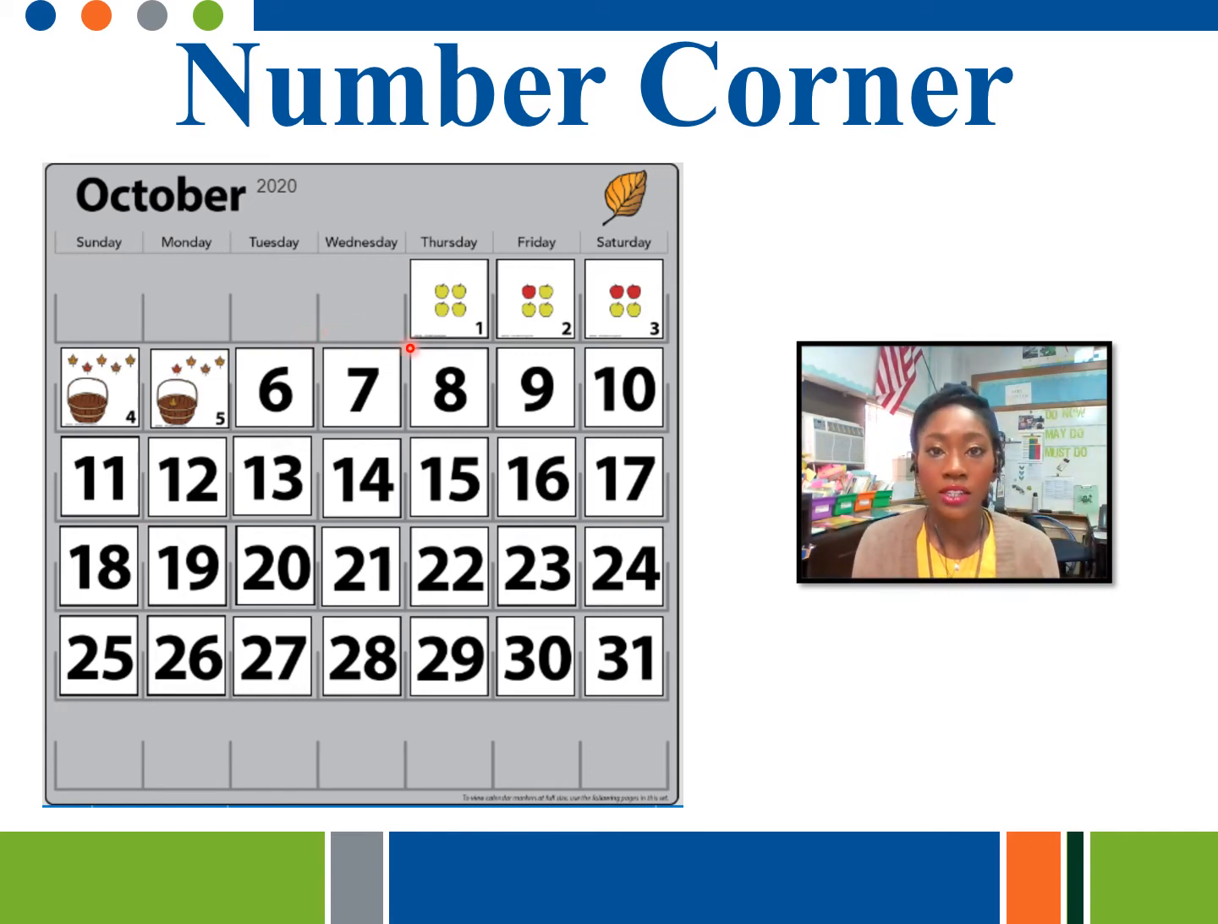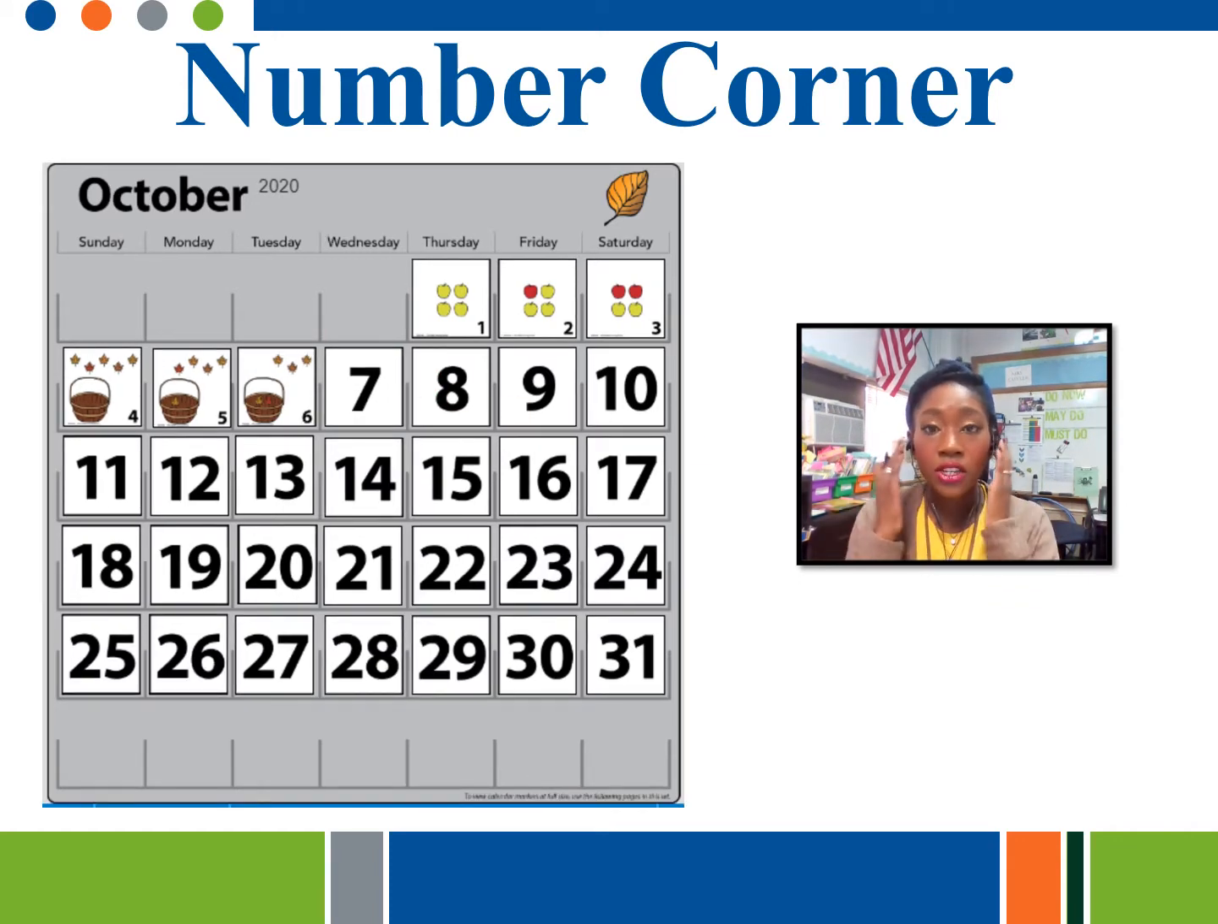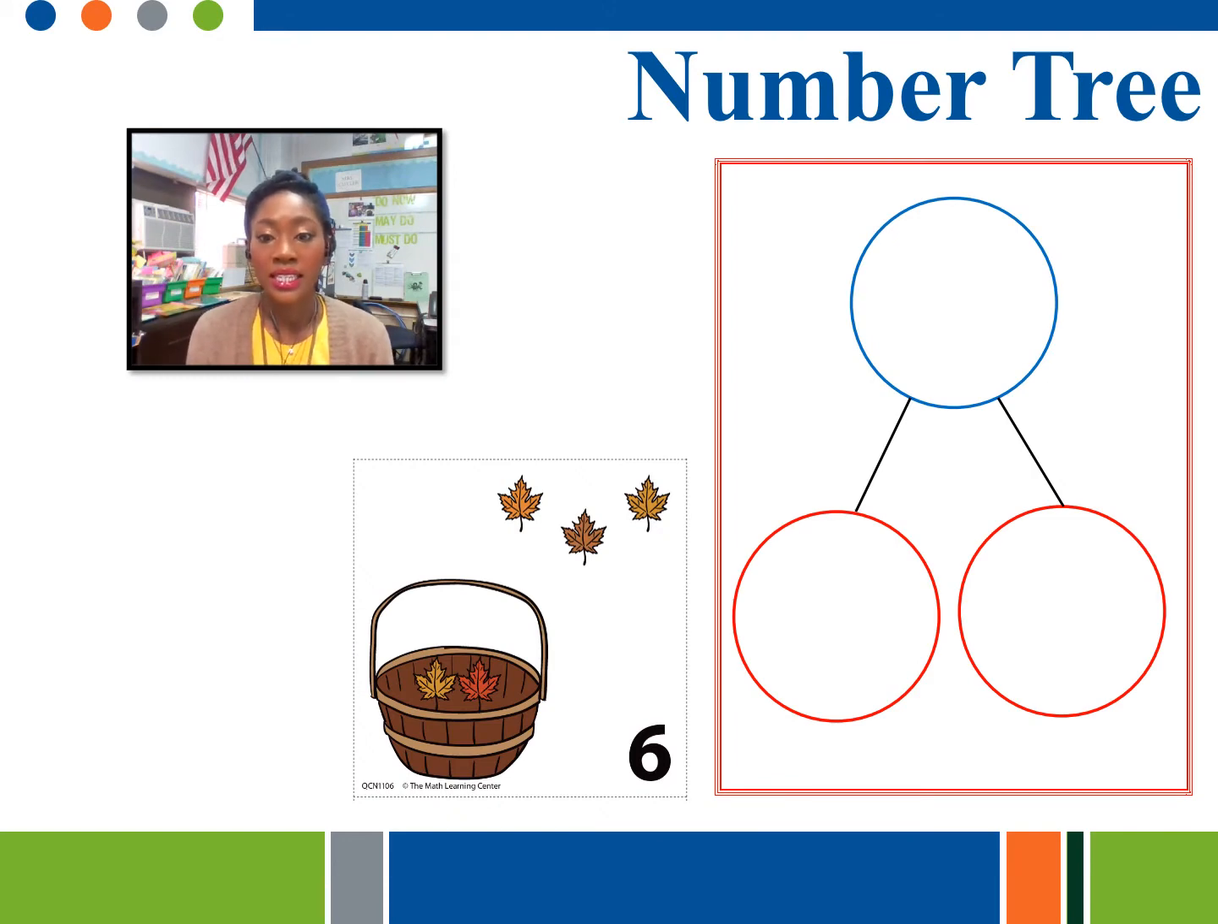Okay, first graders, let's go ahead and see, was your prediction correct? Did you predict that there would be a basket with leaves? Let's go ahead and take a closer look. So we see today that we have two leaves inside of the basket and we have three leaves outside of the basket.